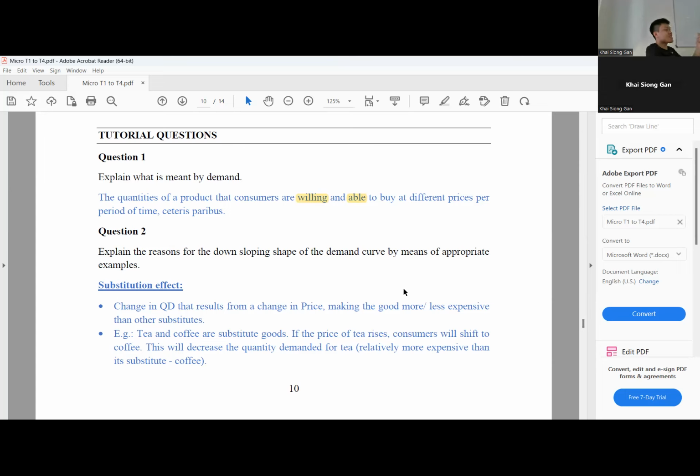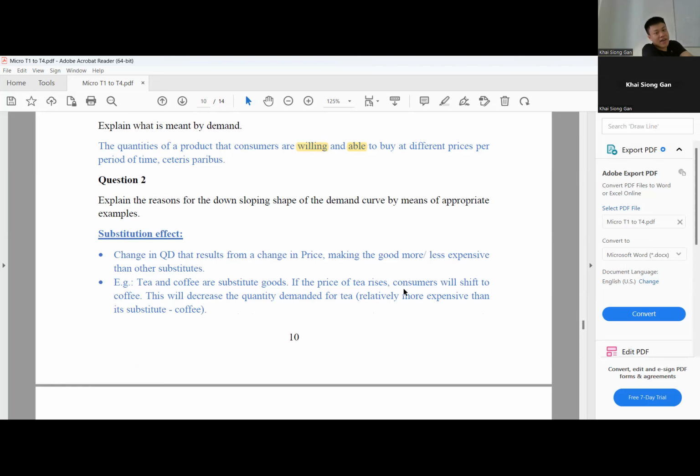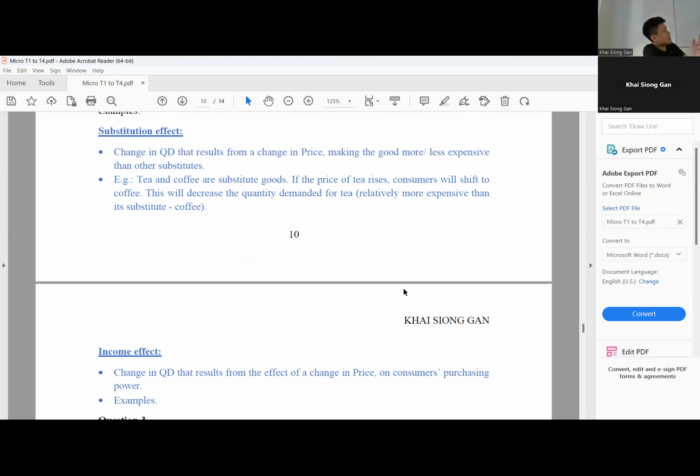So what we want is the substitution effect and the income effect. You write the substitution effect and income effect and give examples. Here I did not write the examples, so you can think about the examples when you revise by yourself. But at least now you know the answers. Please bear in mind, I believe this question is coming out in your midterms or your finals. Make sure you know how to explain these two effects.